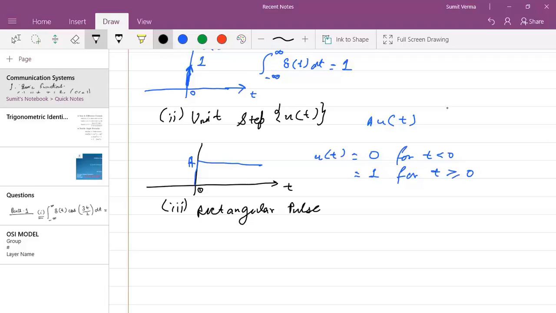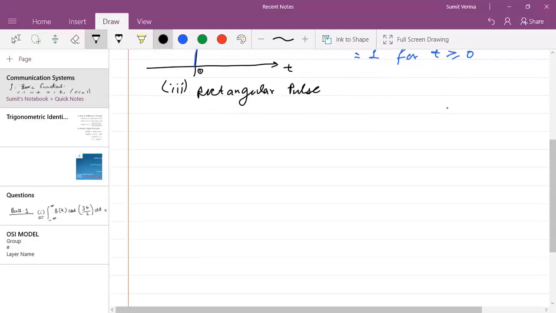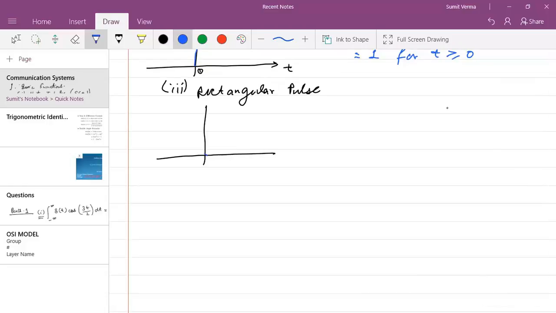This rectangular pulse is kind of a unit step function, but we will not define it for all values t greater than or equal to 0. We will define it only for, let's say, t equals 2 to t equals 5 seconds. So this is your rectangular pulse.